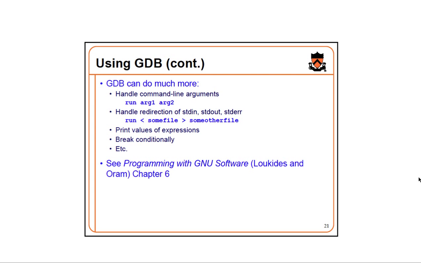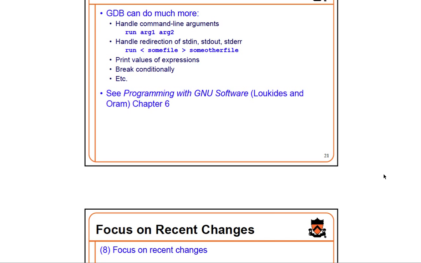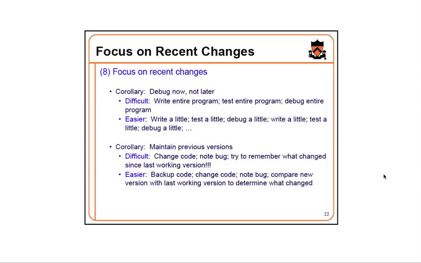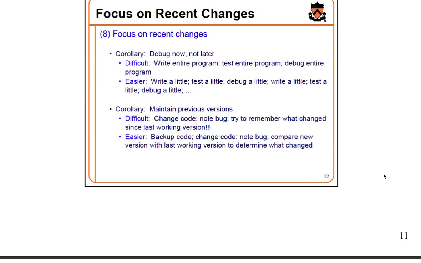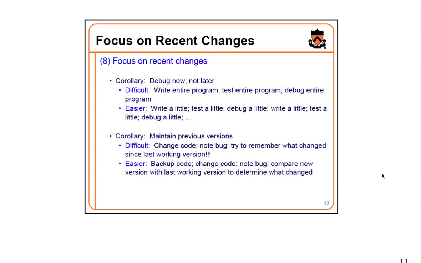And there are several good utilities and several good tutorials online for GDB, etc. We also talked about focusing on recent changes. This is a fairly intuitively obvious way to look for possible problems. If I just change something, and suddenly the code isn't working, that's probably where the problem is.